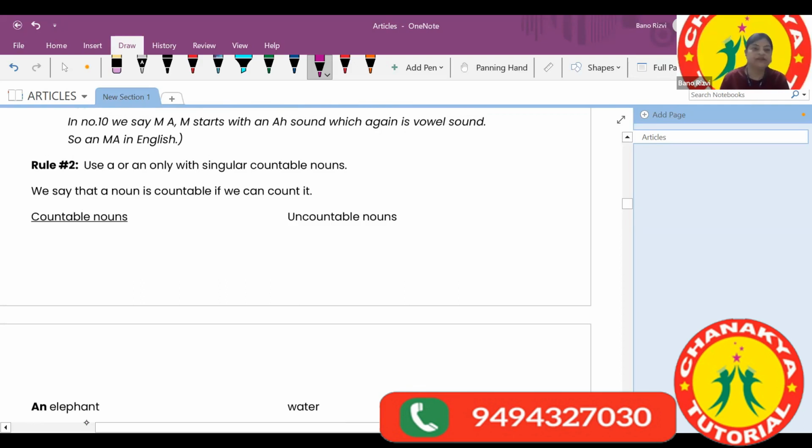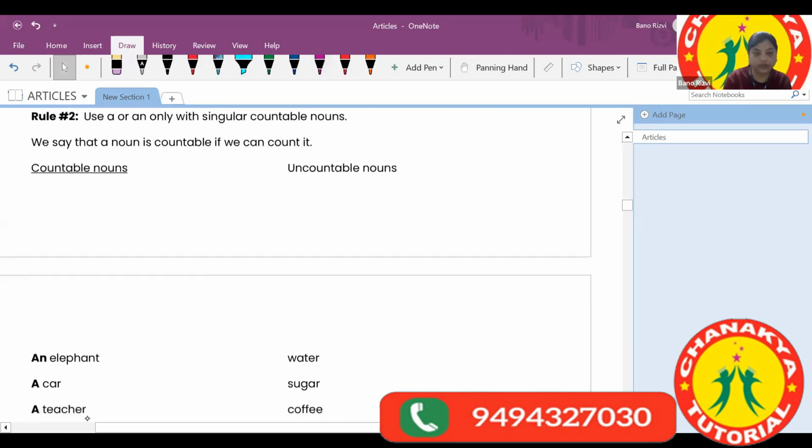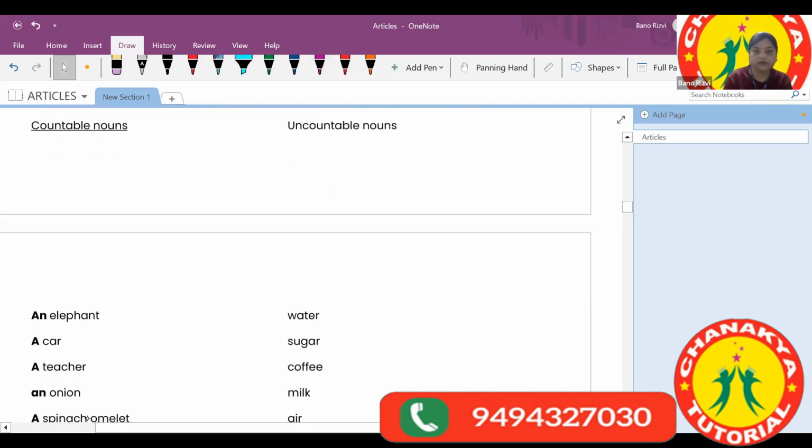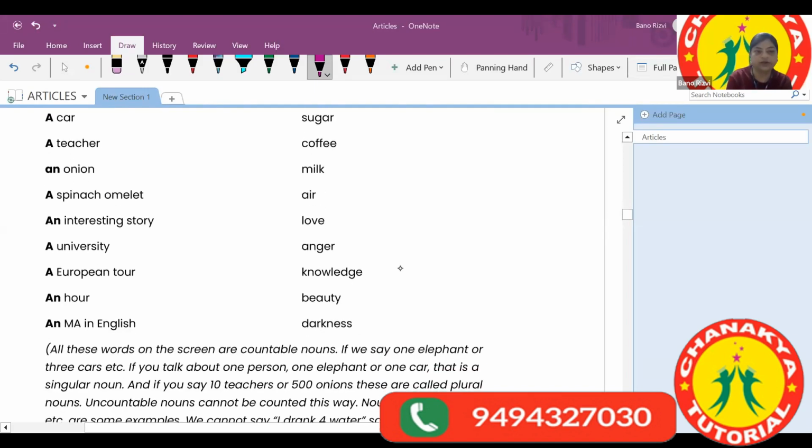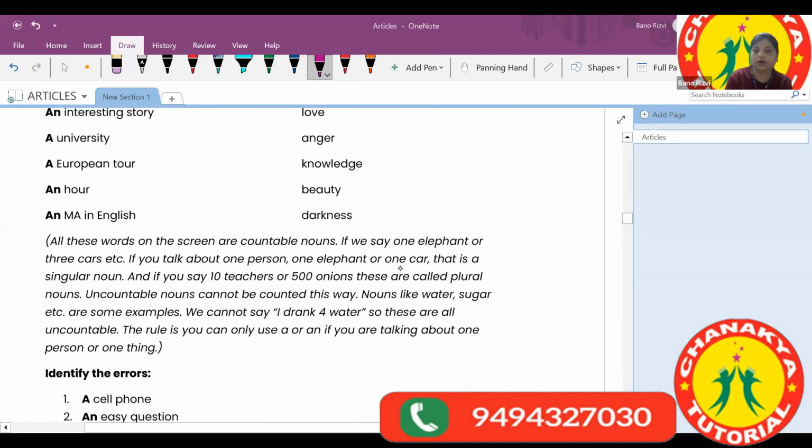Now we say that a noun is countable if we can count it. So the countable nouns are, for example, an elephant, and the uncountable nouns, some examples are water, sugar, coffee, these are uncountable. A car, a teacher, an onion, a spinach omelette, an interesting story, a university, a European tour, an hour, an MA. Okay, now all these words on your screen are countable.